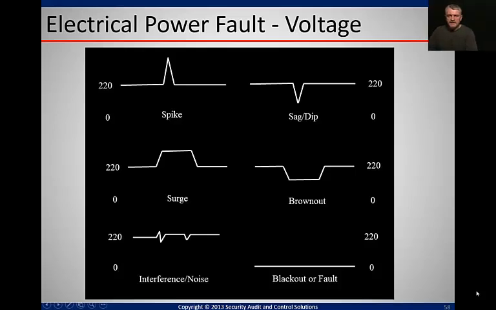As you can see here, the spike is identified. It's normally about 10% more than the actual voltage, so it would be 110 or 220 volts. You have a sag, a dip, which is the reverse of the spike.